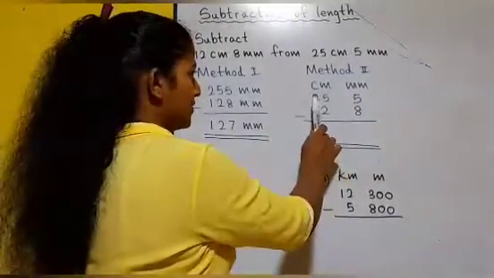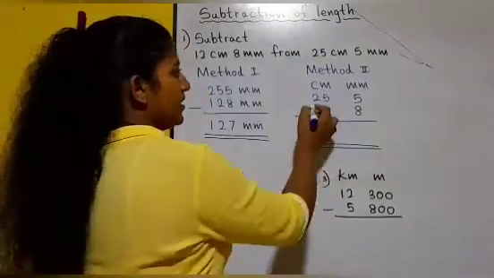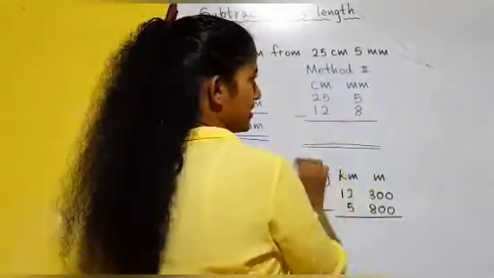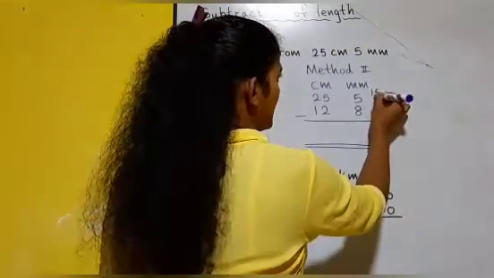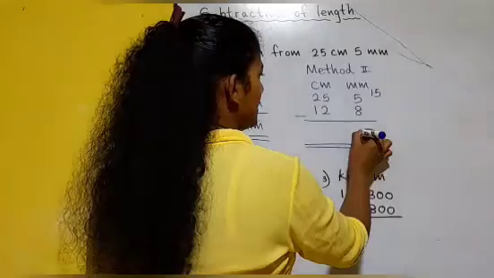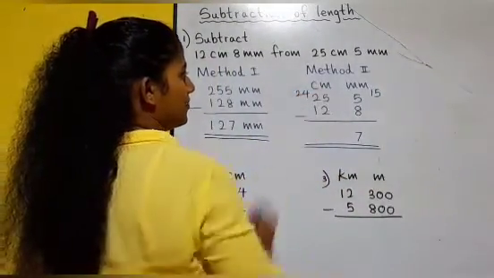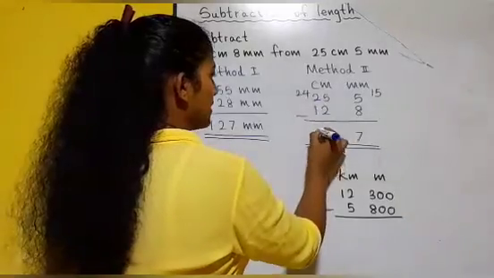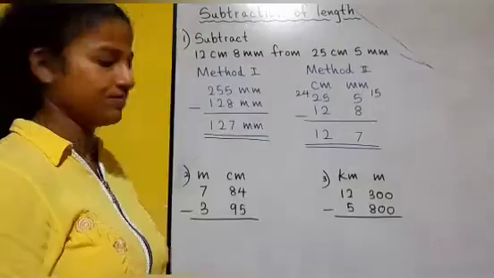Now we are going to take 1 centimeter from the centimeter side. When you take it to the millimeter side, it becomes 10. Then 10 plus 5 is 15. 15 minus 8 is 7. Now the remaining centimeters is 24 here. 24 minus 12 is 12. The same answer comes here.